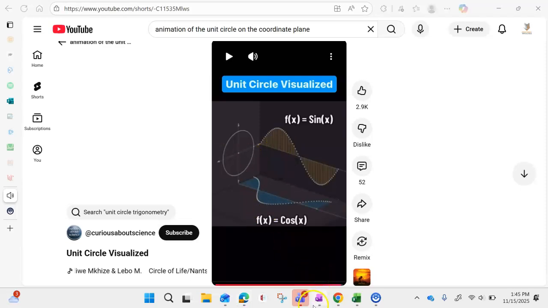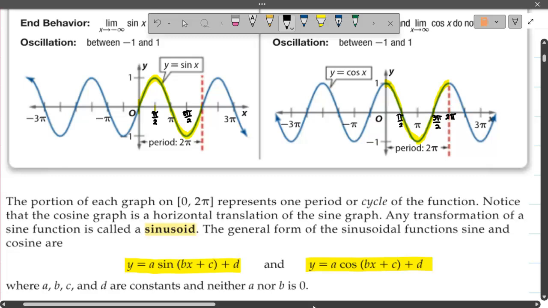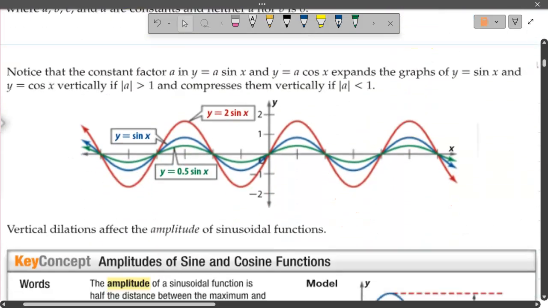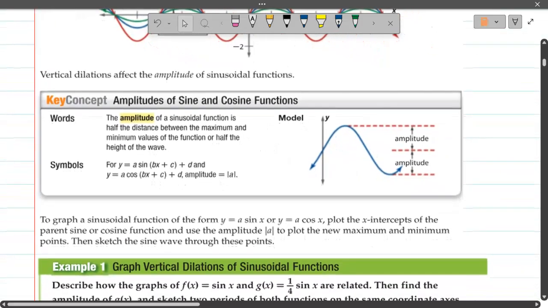All right. So now that we know what the parent function looks like, we can start talking about all the different transformations that we can do to both sine and cosine. We can shift them left and right. That's what we call a phase shift. We can move them up and down, vertical shift. We can stretch them, compress them, reflect. All of these same transformations we've been able to do, we can still do for our sine and cosine.